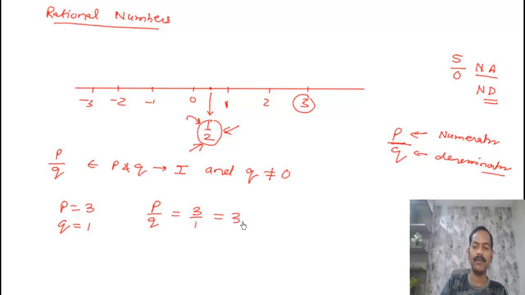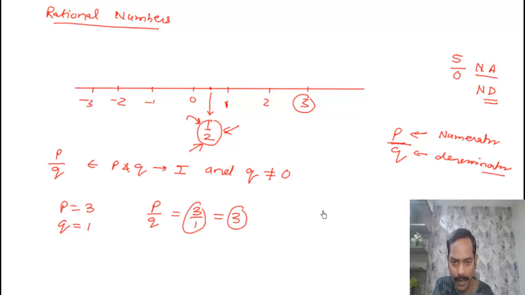Because anything divided by 1 doesn't make any change in the number. It will be the number itself. So this is an integer, and this is in the form of p by q, which is a rational number. So we can say that all integers can be written in this form, right? For example, the negative value -2 can also be written as -2 by 1 without changing its value. So I can say that this is also a rational number by definition, because a rational number should be in the form of p by q.